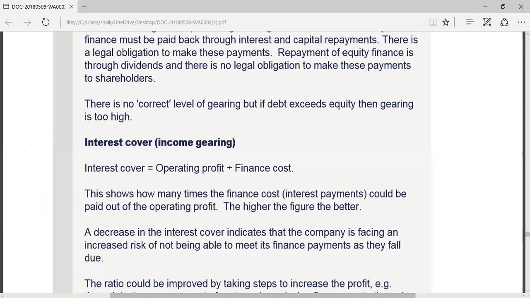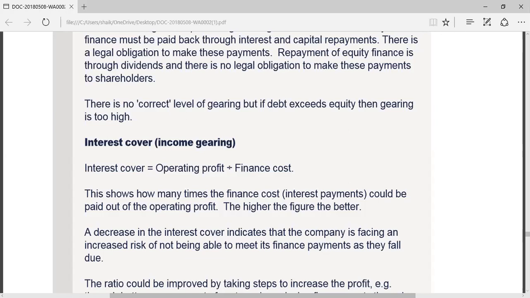Now I'm coming towards the income gearing ratio or interest cover ratio. As you know very well, each and every business is dependent; in fact, 90% of businesses are dependent upon the loans that they have taken from the banks or from financial institutions. So interest cover ratio is basically operating profit divided by the finance cost. This shows how many times the finance cost, that is interest payment, could be paid out of the operating profit. The higher the figure, the better it is. This ratio shows that if I have a good operating profit, I can easily pay off the finance cost that I have taken in terms of long-term loan.